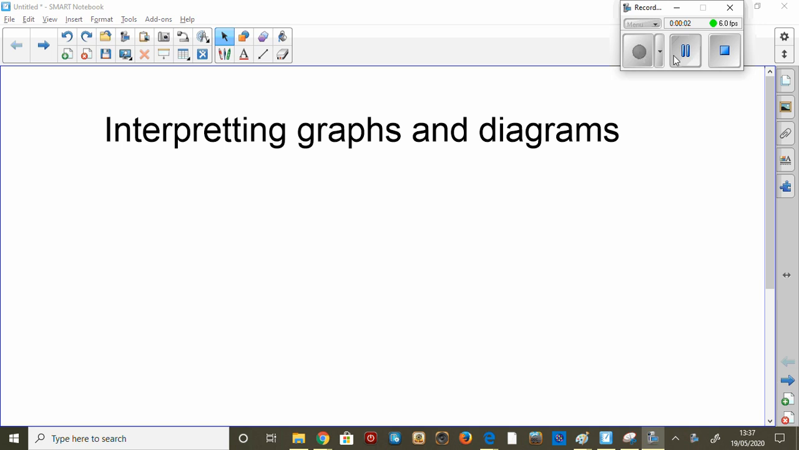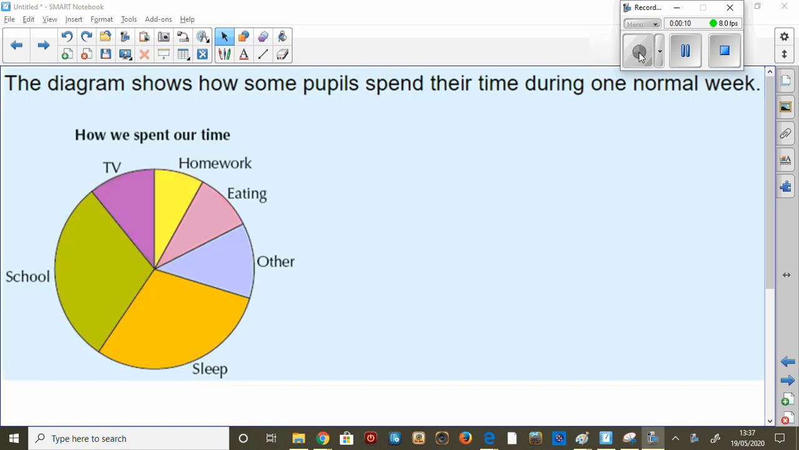Going to do a short little interpretation of graphs and diagrams given the example of a pie chart. The diagram shows how some pupils spend their time during one normal weekend. And if we look carefully at the pie chart, you can see that their week has school, sleep, they watch TV, they do homework, they're eating, and there are other activities on there as well.